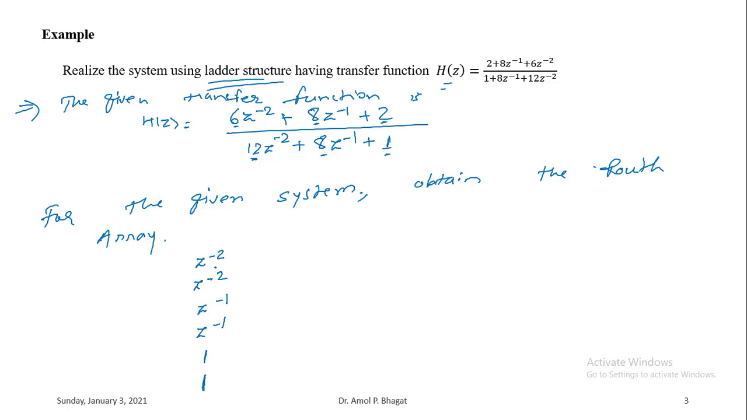In front of the first z to the power minus 2, I'll specify the coefficients of the numerator polynomial. First is 6, second is 8, third is 2, so I have specified 6, 8, 2. Similarly, here I will specify the coefficients of the denominator, which are 12, 8, and 1. Next, the remaining values you have to identify here, and the subsequent values.